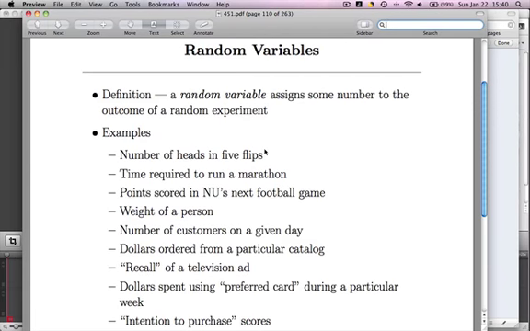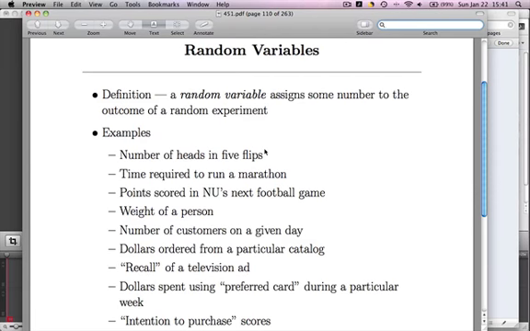Now, what random variables do to extend this notion of a random experiment is that we're now going to assign numbers to various events or outcomes from a random experiment. So certain outcomes will get mapped to a certain number, and then we will do things with that number.